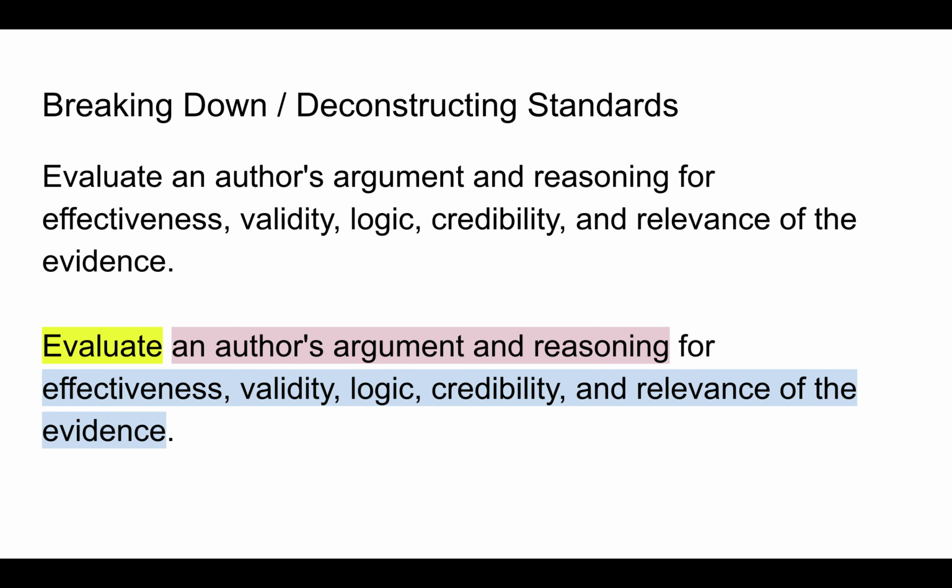So the first thing we want to do is spend some good quality time with those standards, okay? So we want to spend some time deconstructing and breaking down the standards. Here's an example of a standard for, I believe, 11 through 12 for the Missouri Learning Standards, which are basically a redo of the Common Core standards, for informational text, okay? So this would be reading information RI 11-12. Evaluate an author's argument and reasoning for effectiveness, validity, logic, credibility, and relevance of the evidence. Like, holy cow, right? There's a lot in there.